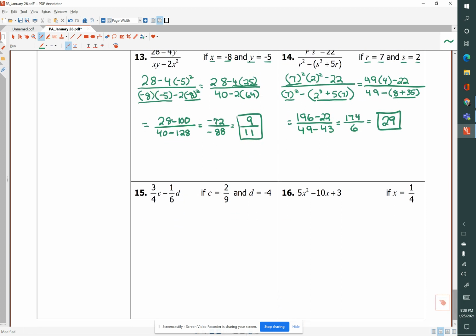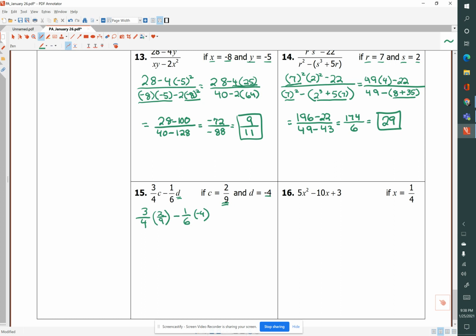Our last two problems. 3/4 times C, which is 2/9, minus 1/6 times D, which is -4. So we'll substitute first. 3/4 times 2/9 minus 1/6 times -4.